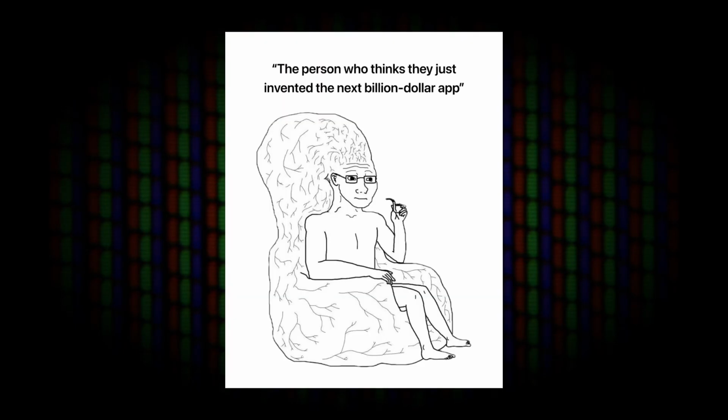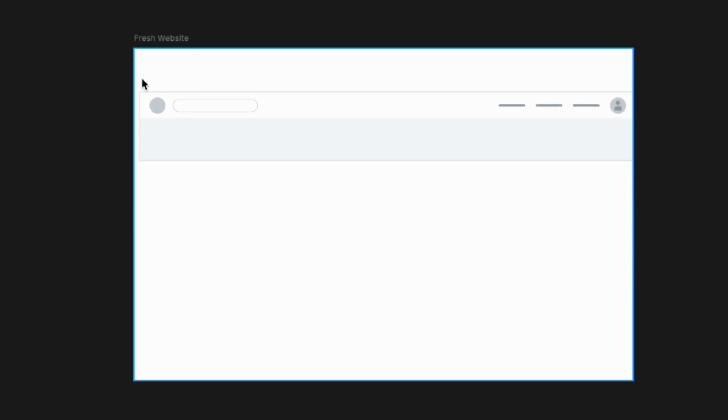So you've got this genius app idea that's going to be the next big thing. You fire up your design tool and what's the first thing that you do? Start making the nav bar, right? Wrong. Big mistake, my friend.